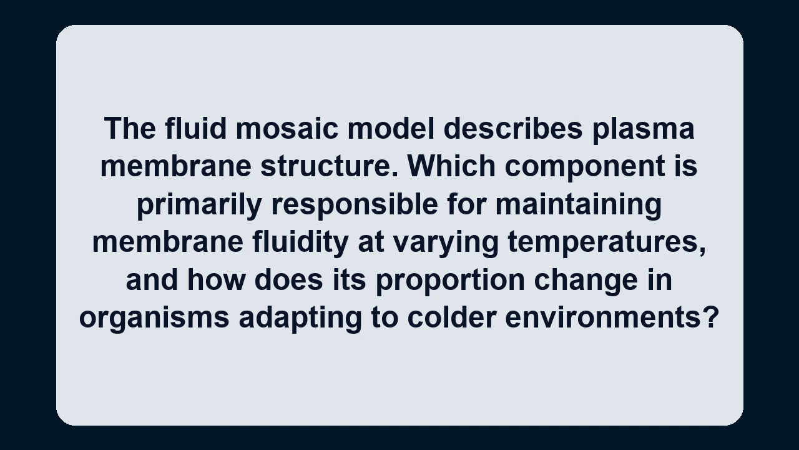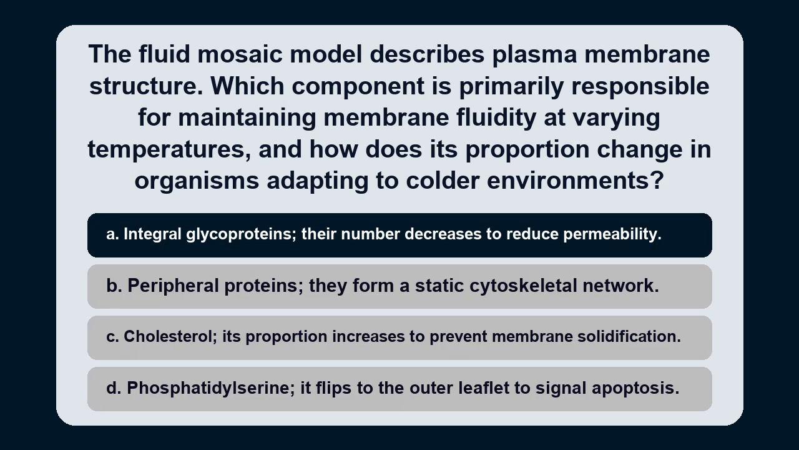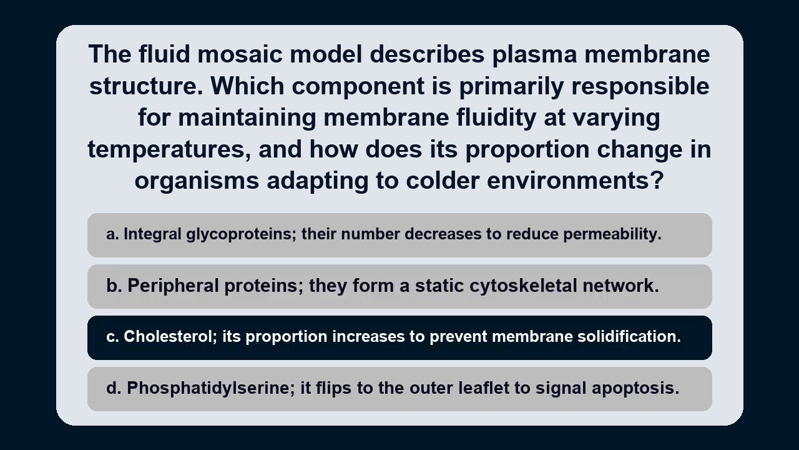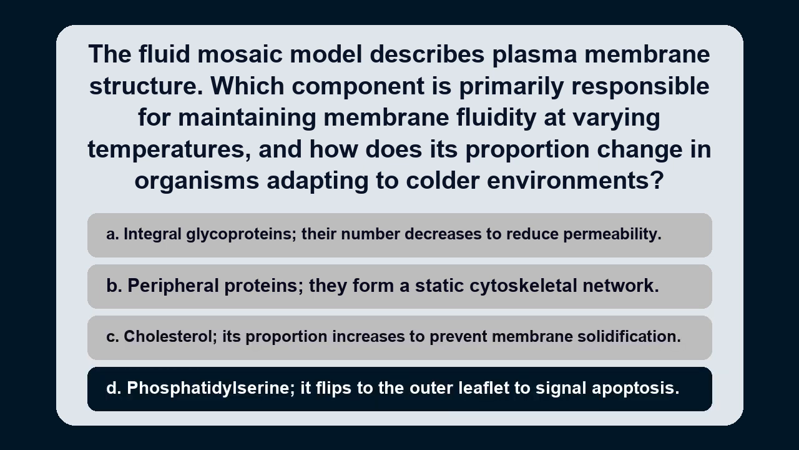Question 5. The fluid mosaic model describes plasma membrane structure. Which component is primarily responsible for maintaining membrane fluidity at varying temperatures, and how does its proportion change in organisms adapting to colder environments? Option A, integral glycoproteins. Their number decreases to reduce permeability. Option B, peripheral proteins. They form a static cytoskeletal network. Option C, cholesterol. Its proportion increases to prevent membrane solidification. Option D, phosphatidylserine. It flips to the outer leaflet to signal apoptosis.